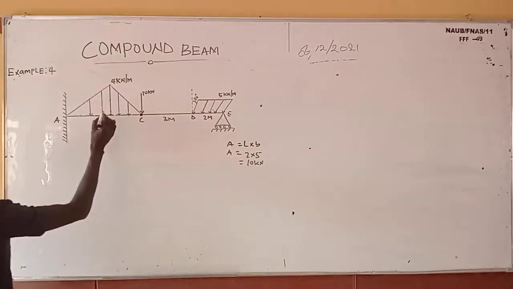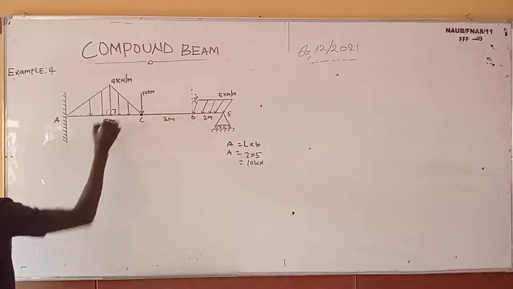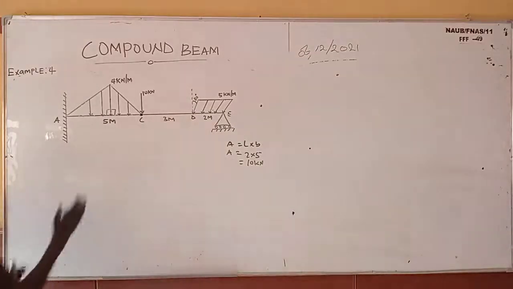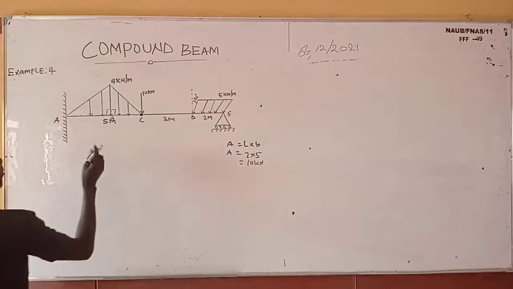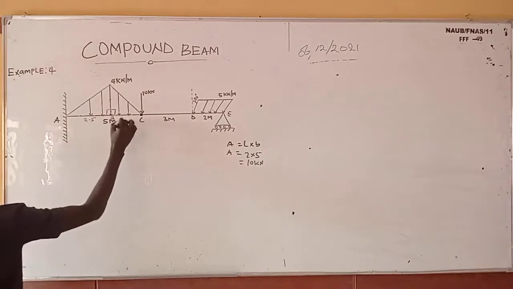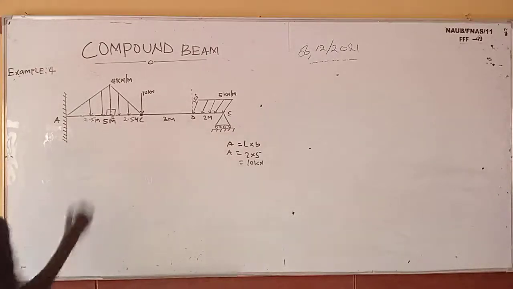So the next one, we want to take them. If I'm taking this point, if you look at this and this, so this is my 90. Separate UDL. I just want to take that. Let's call this place point B. So if from here to here is 5, it means from here to B is 2.5. From B to C is also 2.5 meter. I hope you get that.